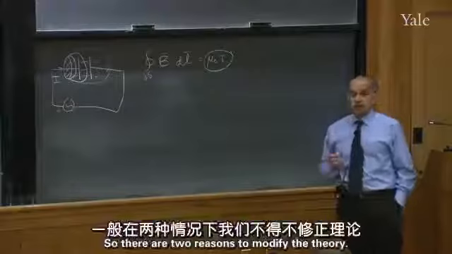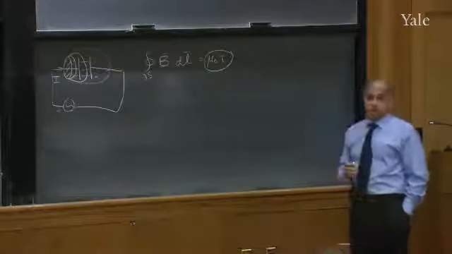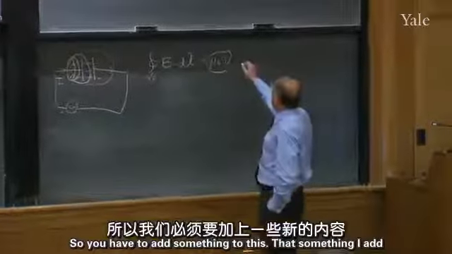So there are two reasons to modify the theory. One is experiments tell you it's wrong. The other is theory tells you there's a problem. So you have to add something to this.